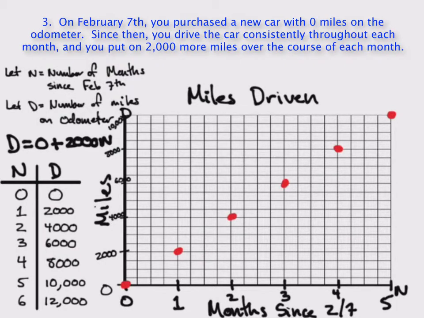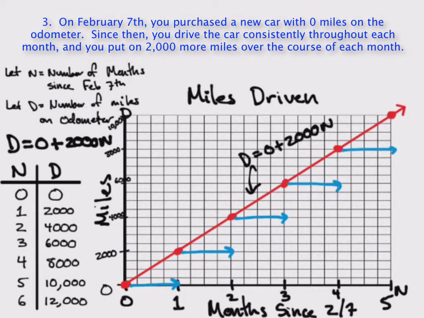In this case, the relationship would best be described by a continuous graph, so let's go ahead and connect our ordered pairs. And last but not least, let's label our graph with its equation. Once again, I love how this graph visually shows that every 1 month that goes by, the number of miles on the car goes up by the exact same amount, namely 2,000 miles.